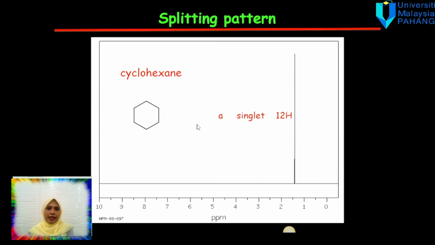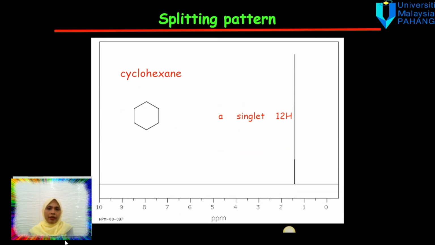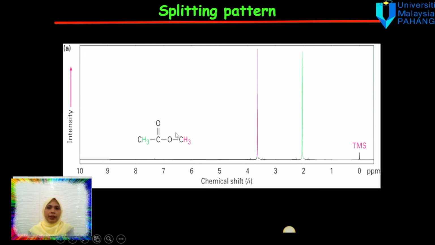See this example. Splitting pattern for this signal, CH3 is singlet. CH3 also singlet, only 2 singlet signals appear. Which one is more downfield? This one becomes more downfield because it is directly attached to oxygen. This one is more upfield because it is only attached to the C double bond O. You can see this is the pink for this signal, and the green one is for the signal for this CH3.